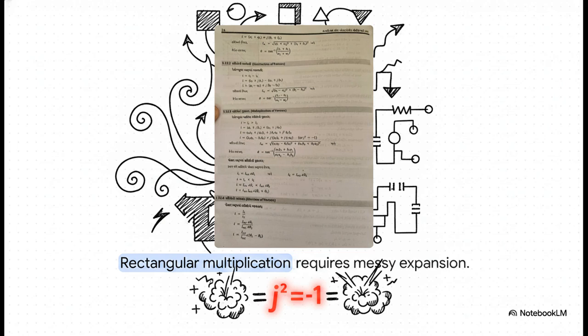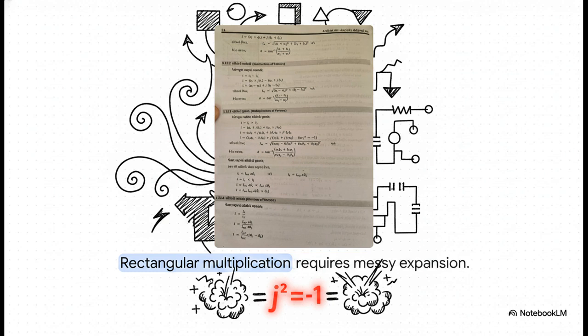You have to multiply every term by every other term, the classic algebraic expansion. You get A1 times A2 plus J times A1 times B2. It's just a lot to keep track of. But the absolutely crucial algebraic shift happening here is right in the middle. When you multiply the two imaginary parts together, you get J squared. And in complex numbers, J squared equals -1.